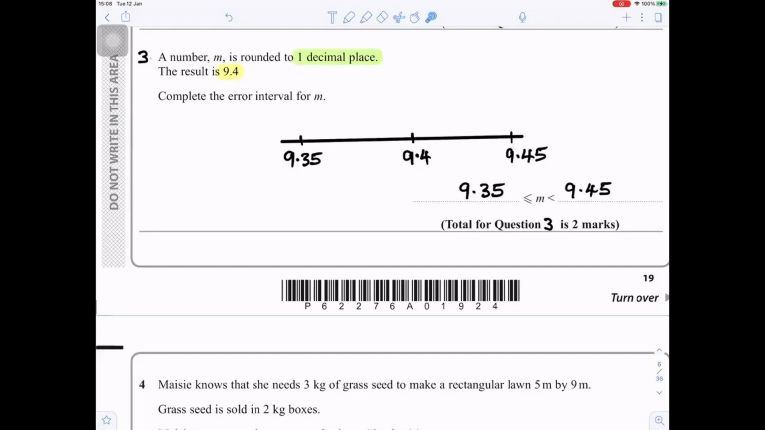So you want a number which is to 2 decimal places. So you can round 9.35 to 9.4. Because if you put a line after the 3, this 5, you change it to 1 and add it to 3, it becomes 4. So 9.35, you can round it to 9.4. On the other side, what can you round to 9.4?